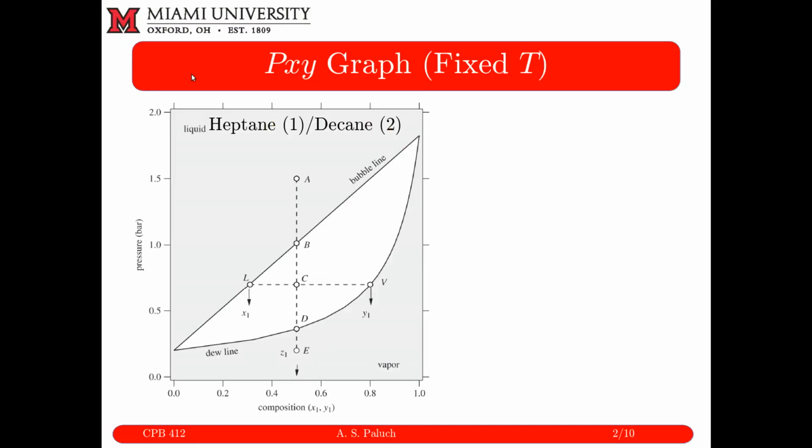Okay. So it's going to look fairly similar. Only now in a PXY phase diagram, temperature is fixed. So I plot pressure versus composition, X and Y. It's going to look a little different. So if I look at the two limiting cases again, in the limit that x1 goes to 0, that's going to correspond to pure component 2, pure decane in this case. Where my phase envelope touches my left axis, that's going to give me the boiling point of pure decane.